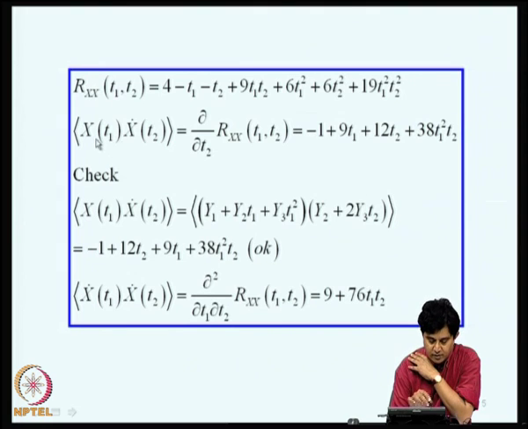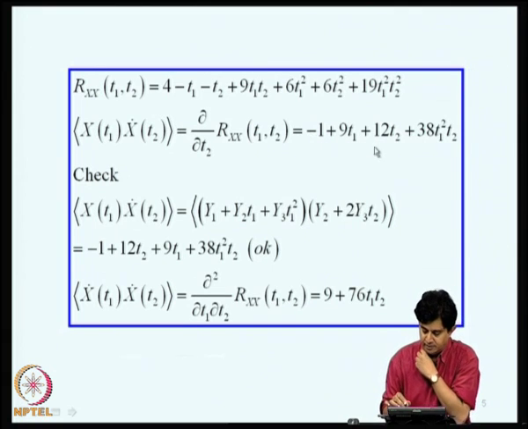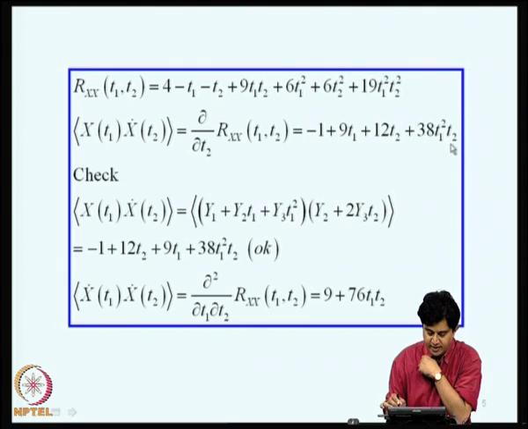Now, if you want the cross correlation between x of t1 and x dot of t2, we can begin by differentiating this autocorrelation function and we get this expression: minus 1 plus 9 t1 plus 12 t2 plus 38 t1 square t2. We could check this by directly evaluating expected value of x of t1 into x dot of t2. X of t1 is y1 plus y2 t1 plus y3 t1 square, x dot of t2 is y2 plus 2 y3 t2, and if we carry out this expectation operation we get what we got earlier by differentiating the autocorrelation function of the parent process.